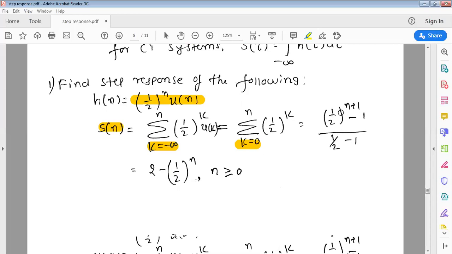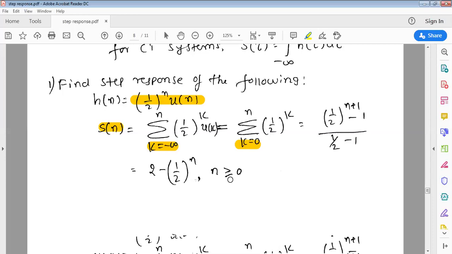So it will become 2 into 1 by 2 raised to n plus 1. That is, 2 into 1 by 2 gets cancelled. So I have 1 by 2 power n minus 2. Therefore, I have 2 minus 1 by 2 power n, for n is more than or equal to 0. This itself is your step response. Okay, there is no need to write u of n every time. You can directly write n is more than or equal to 0. Okay, look here. Any doubt?